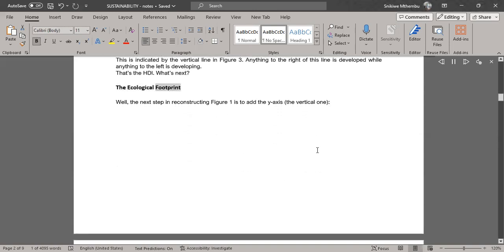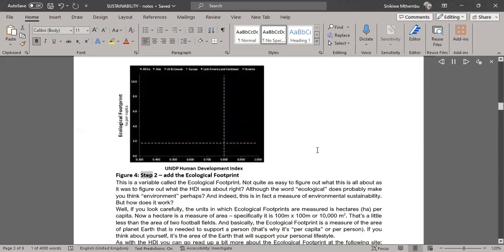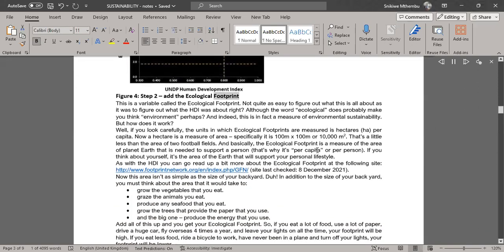The ecological footprint. Well, the next step in reconstructing Figure 1 is to add the y-axis, the vertical one. Figure 4, Step 2, add the ecological footprint. This is a variable called the ecological footprint. Not quite as easy to figure out what this is all about as it was to figure out what the HDI was about, right? Although the word ecological does probably make you think environment perhaps. And indeed, this is in fact a measure of environmental sustainability.